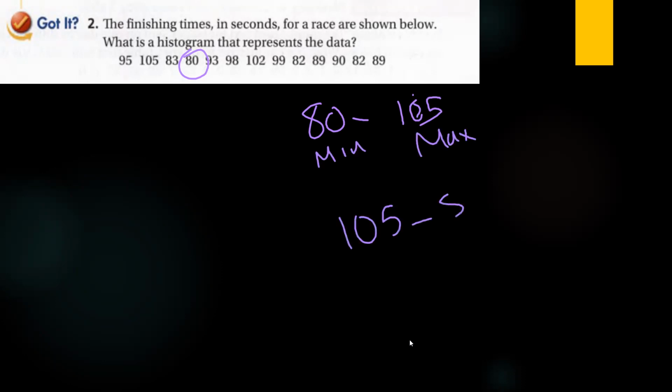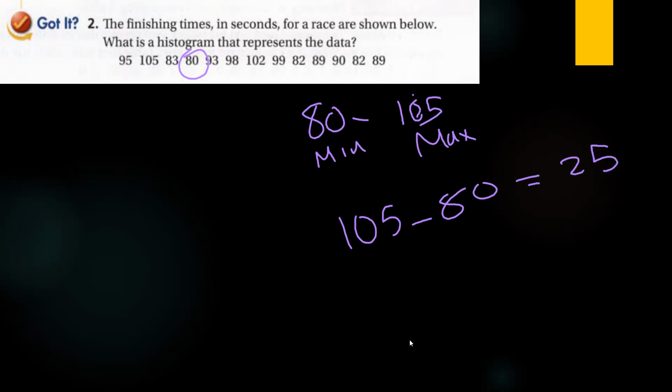What is the minimum number? I think it's 82. No, it's 80. And the maximum number? 105. Yes. So then, subtract. This is the minimum, and this is the maximum. So 105 minus 80, 25. Is it right?